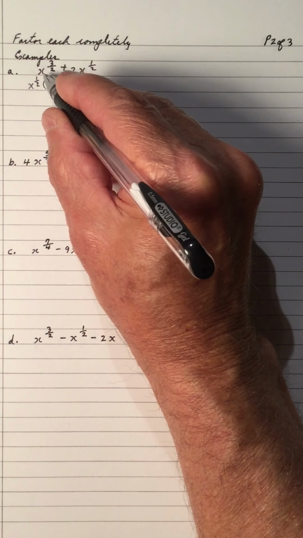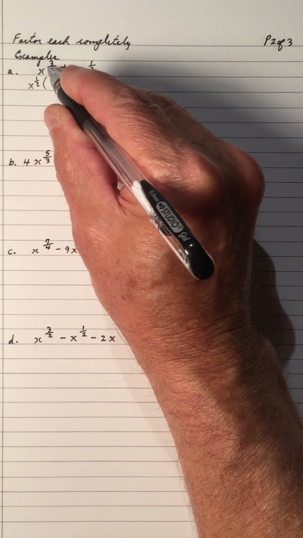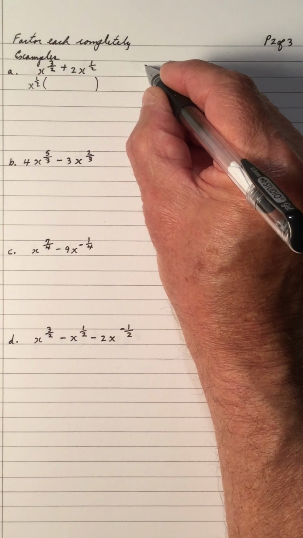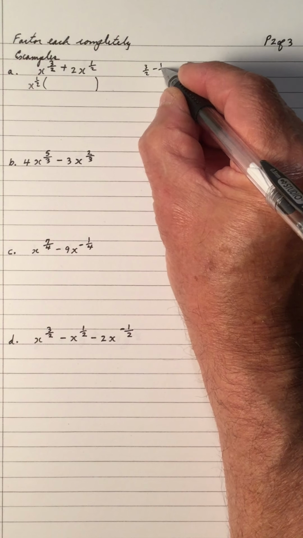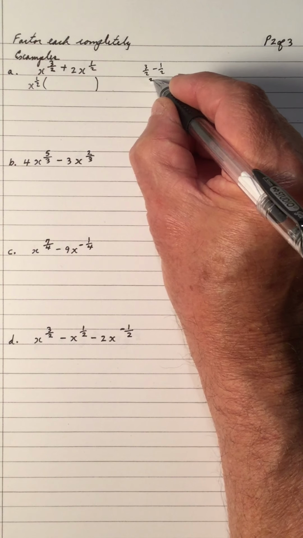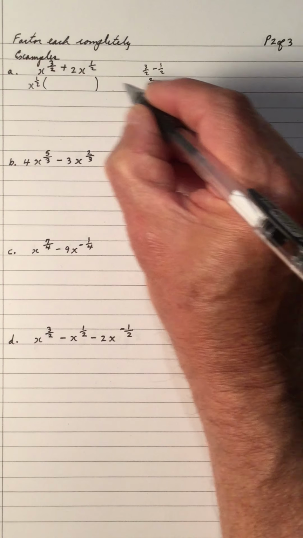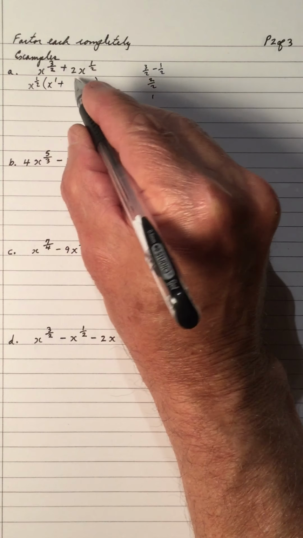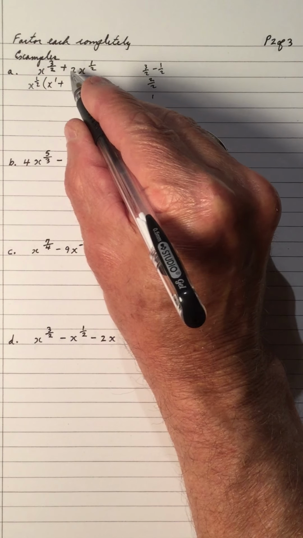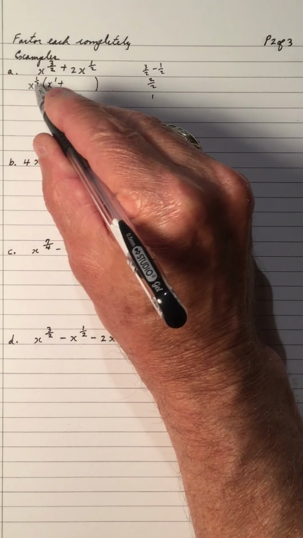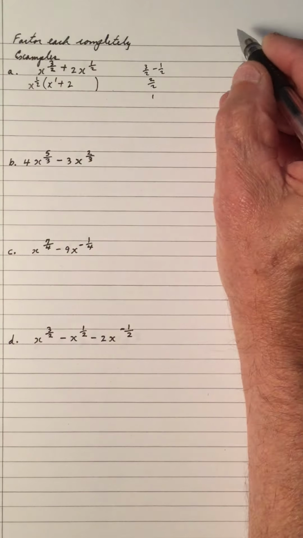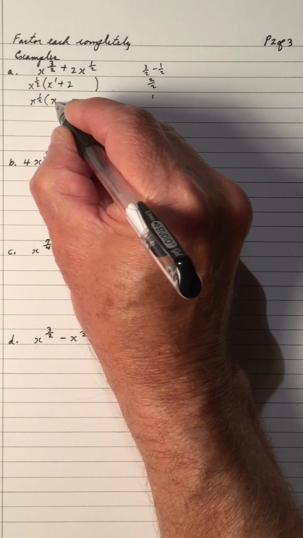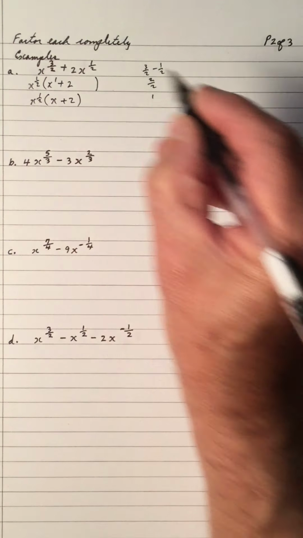So when we divide, if you take x to the 3 over 2 and divide it by x to the half, so there's 3 over 2, subtract the half, that becomes 2 over 2, which is 1. So that's x to the 1. And x to the half divided by x to the half is just a 2. So there it is, x to the 1 half times x plus 2 factored.